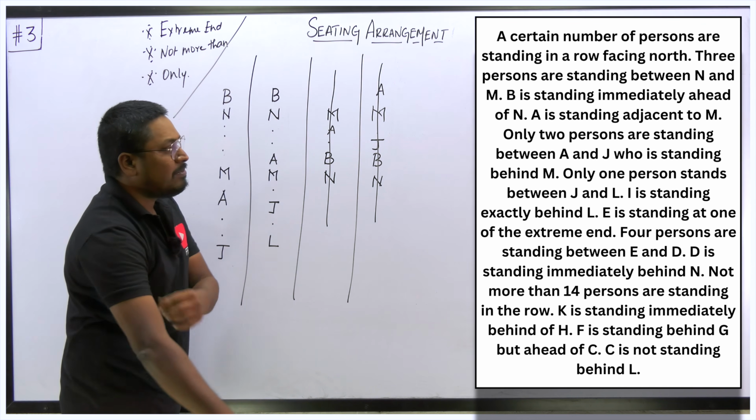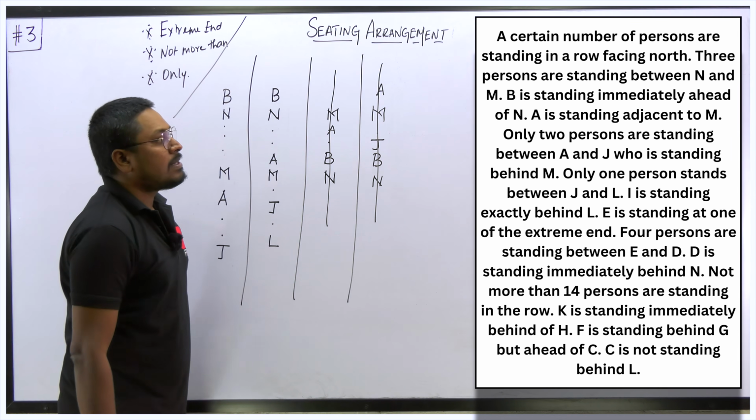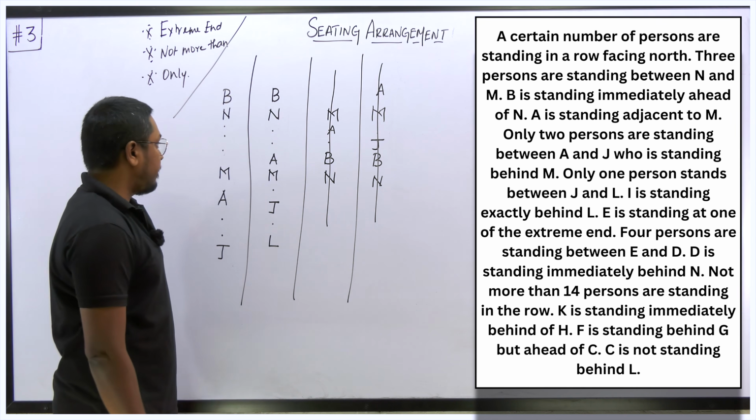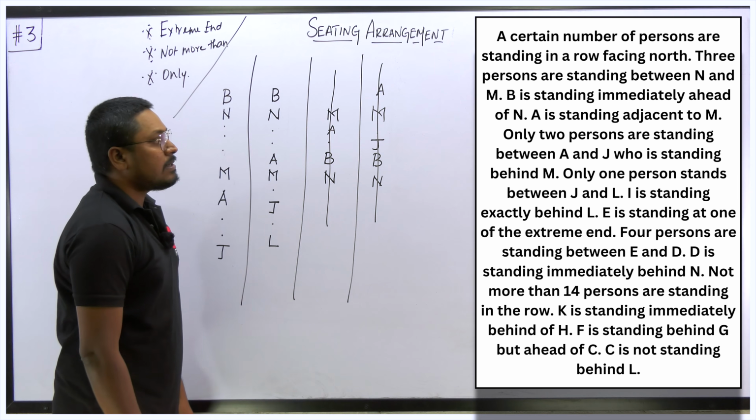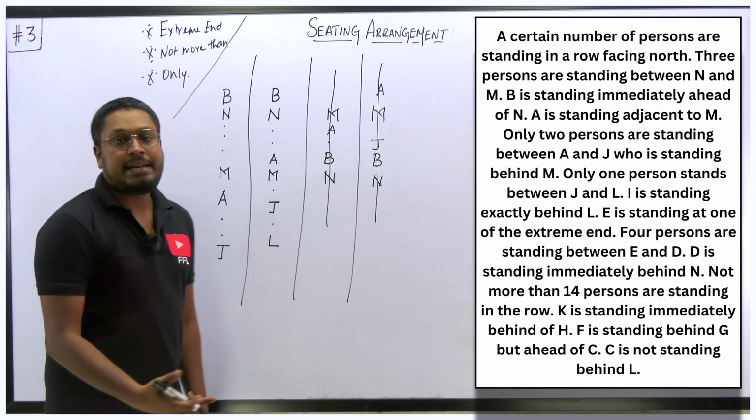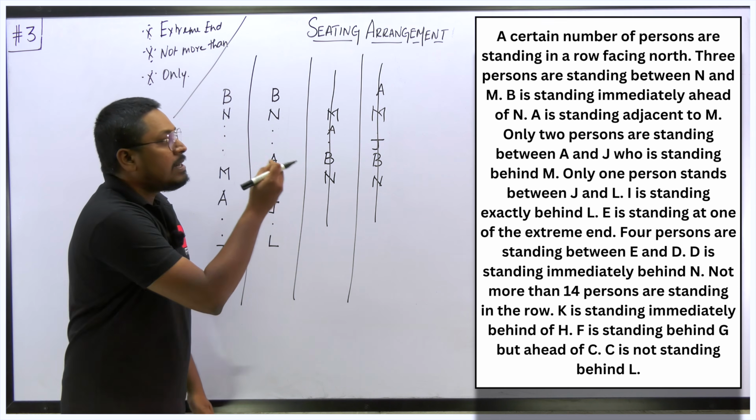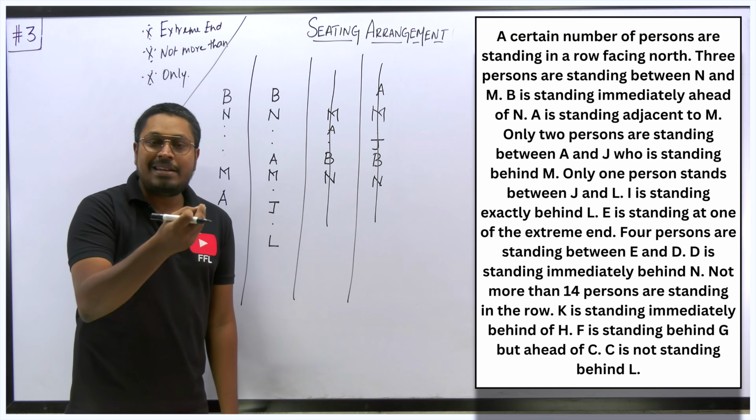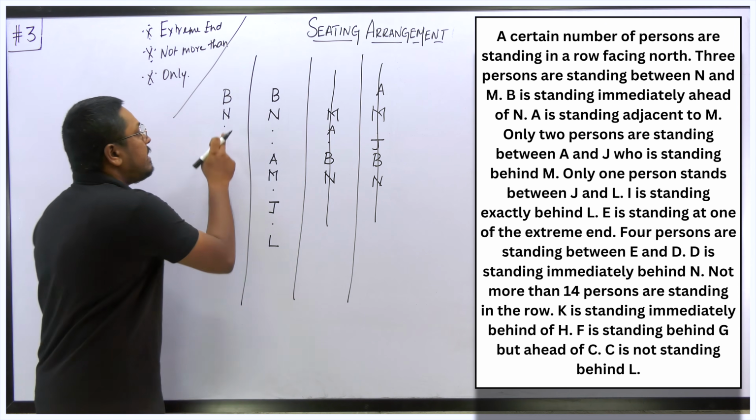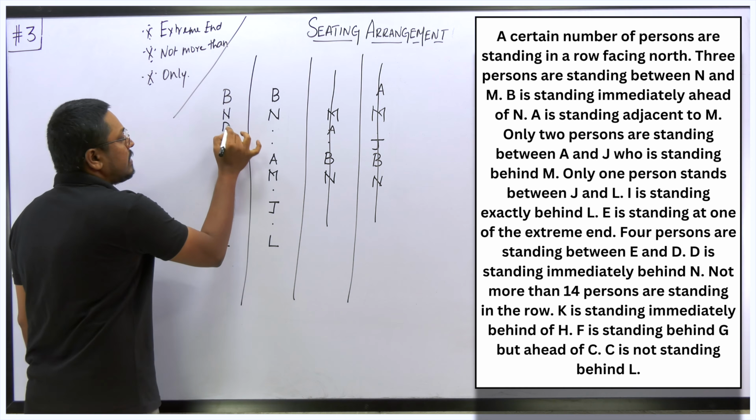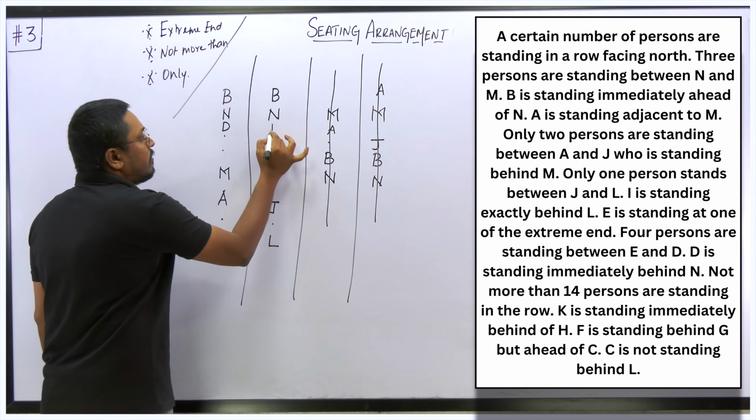So what about the next point? 4 persons are standing between E and D. Okay. So D is standing immediately behind N. Just see here. Immediately behind N, at the back of N, the person D is standing. So here I have to fix D. Similarly, here I have to fix D.